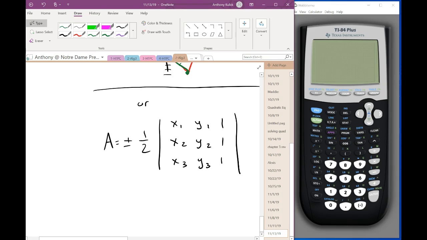Alternatively, we can use this formula. So here the area for my triangle is going to be plus or minus, and I'll explain why we have that plus or minus here in a moment, 1/2 times the determinant of the matrix, where the first column is the x's, the second column is their corresponding y's, and the third column is just all 1's.